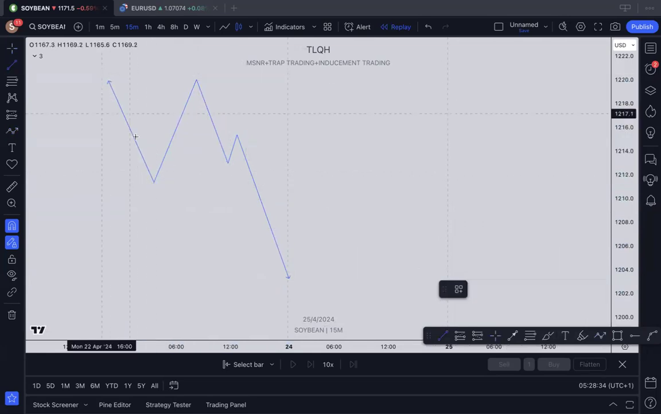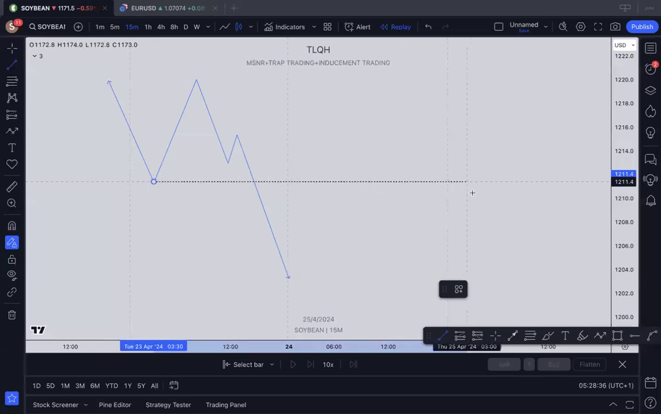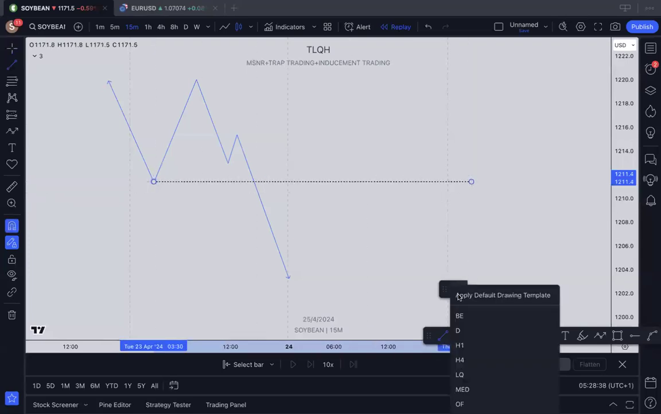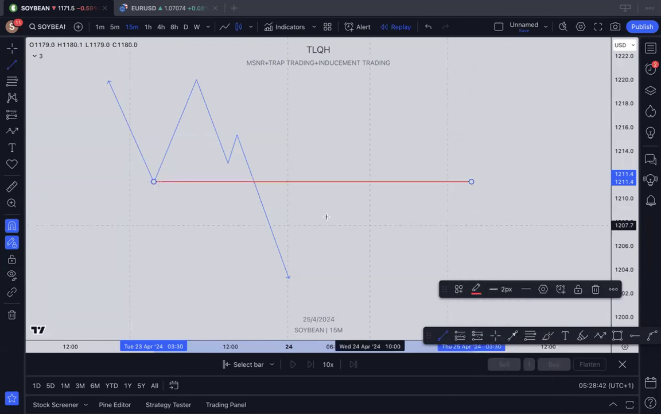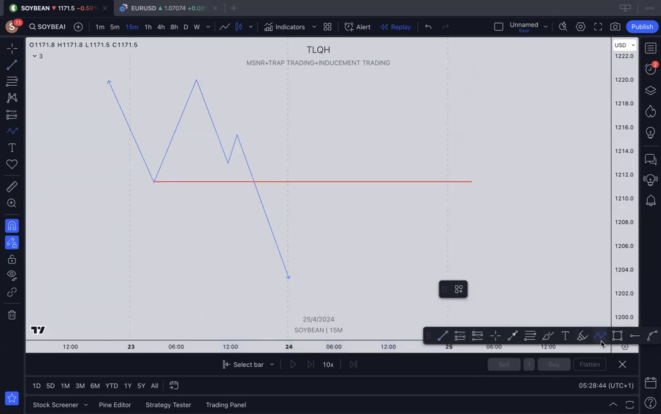Okay, so say for example we have a H4 flip level here. Normally we would be waiting for price to come and tap in like so, give a QM, and then we would be looking for our entry.